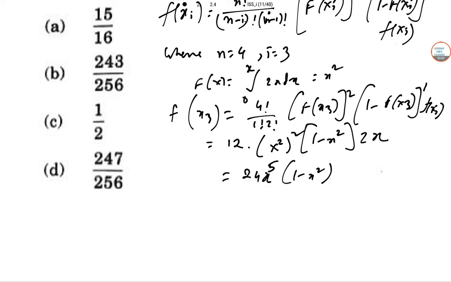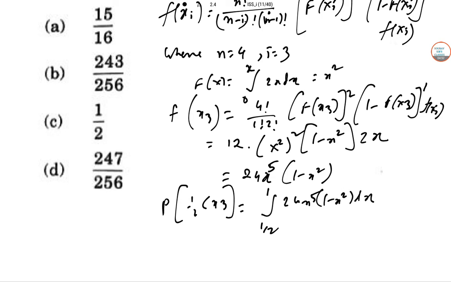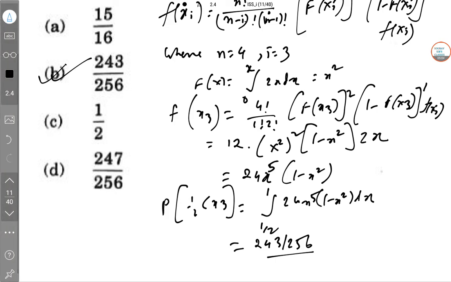Now the probability of half less than x3 will be the integration from half to 1 of 24 x^5 (1 minus x square) dx. Just calculate this and you will get the value as 243 by 256. I've calculated it already, that's why I've put it. You can do it yourself again.